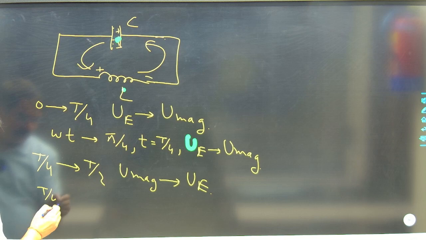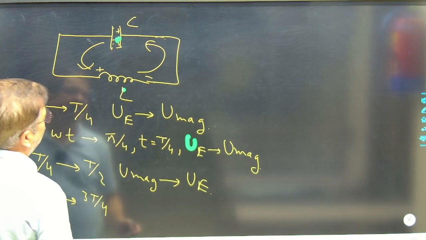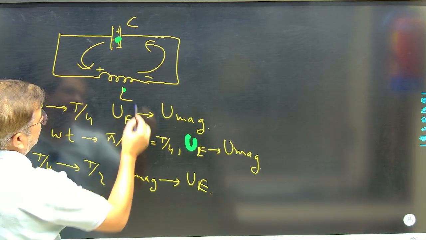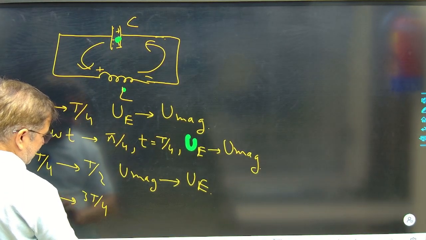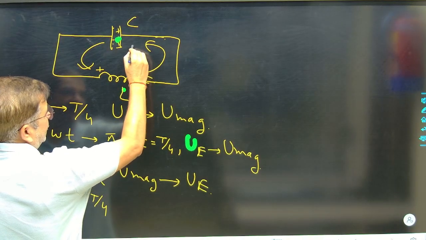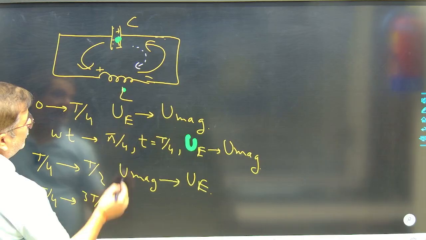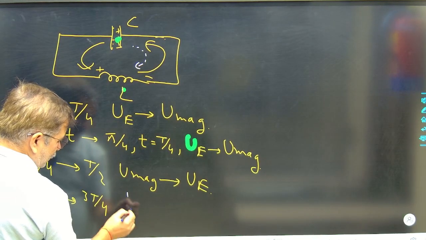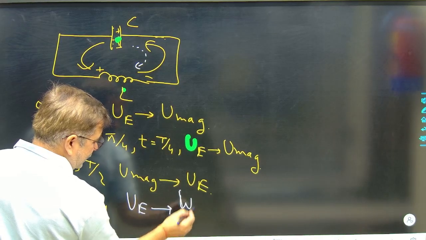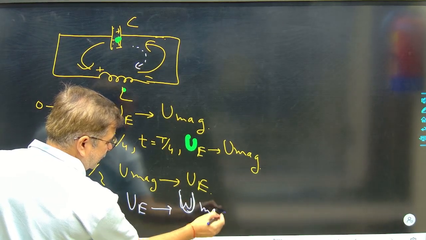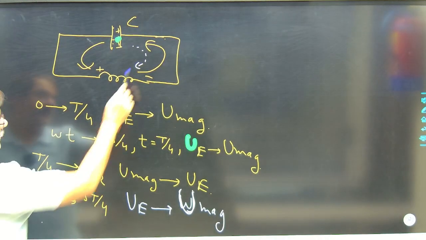Next, what you will see? In T by 2 to 3T by 4, again, what will happen? In T by 2 to 3T by 4, this capacitor gets fully charged and from there it will go back, it will come back. So this thing will happen. So what will be the reverse polarity? This U_E will start converting into U magnetic. The stored electrostatic energy will convert into magnetic energy here.